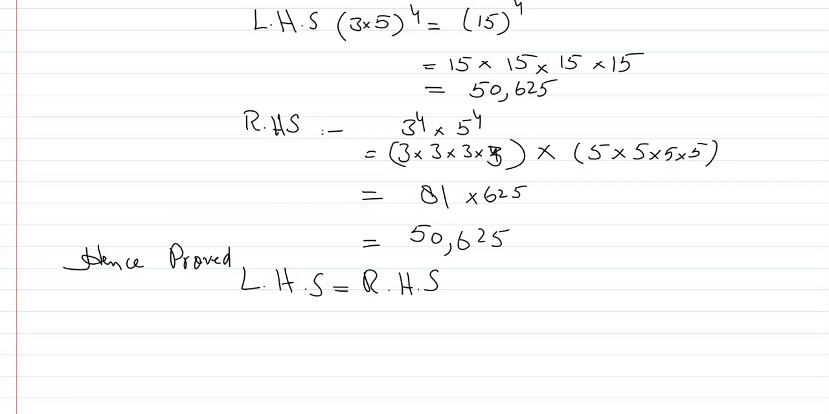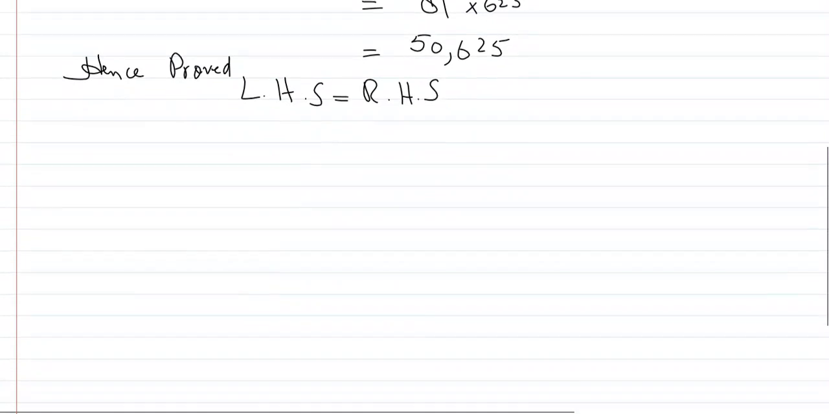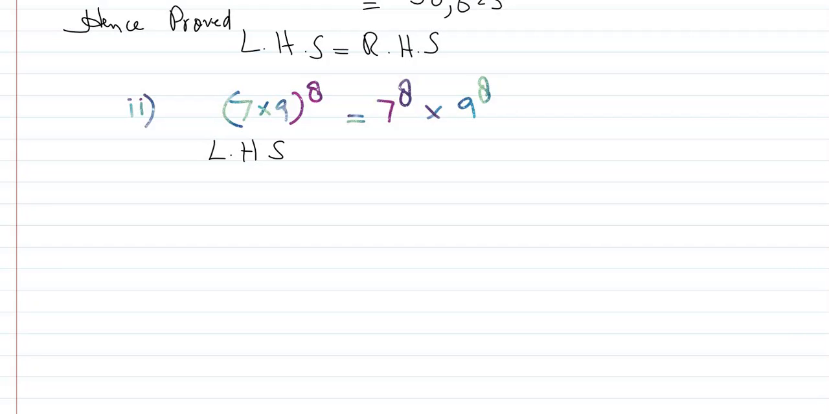Now we are solving its part number 2. Part number 2 is also the same as the first part, but we solve it for (7 multiplied by 9) raised to power 8 is equal to 7 raised to power 8 multiplied by 9 raised to power 8. First of all, we solve left hand side.